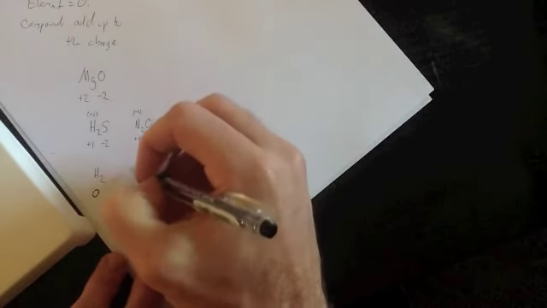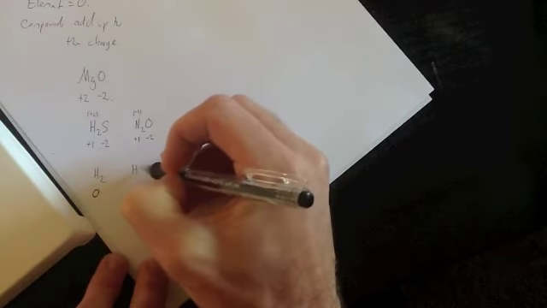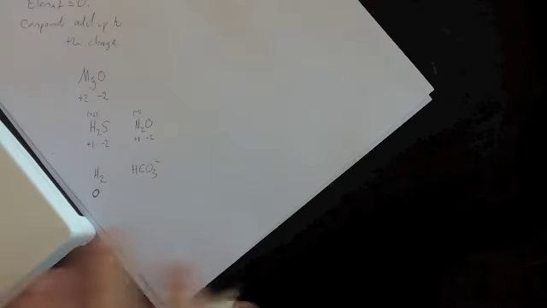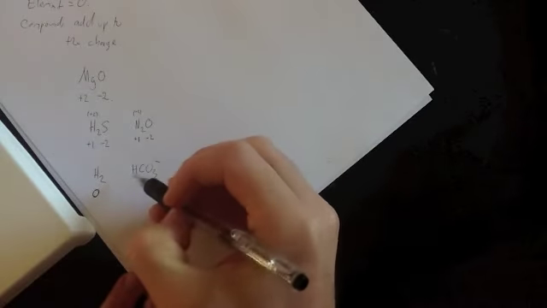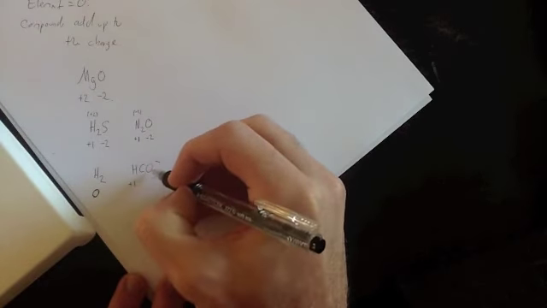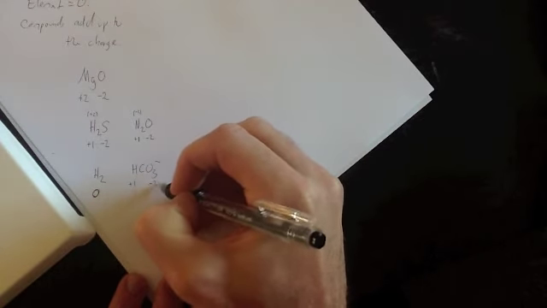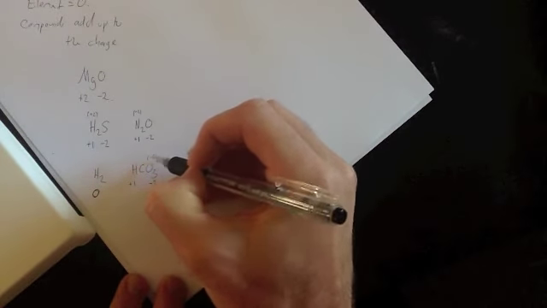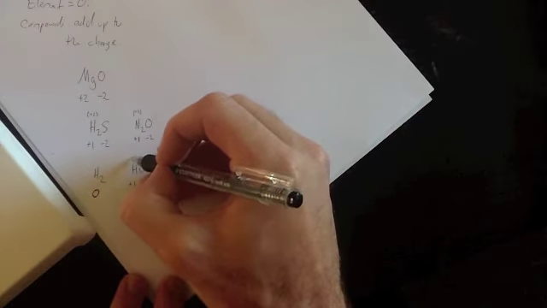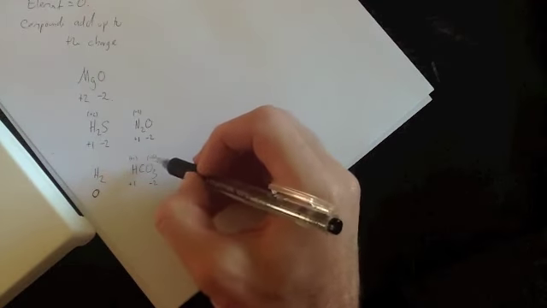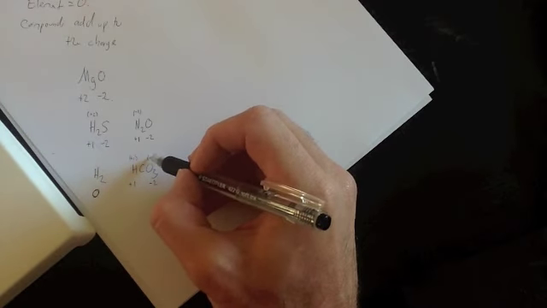If I do carbonate, or hydrogen carbonate might be a better one, HCO3 negative, it's your hydrogen carbonate ion, or your bicarbonate ion. What we want to do is assign oxidation numbers to this. Hydrogen is always +1. Oxygen is always -2. You have 3 oxygens, so the overall charge here is -6. You have 1 hydrogen, so your overall charge is +1. What's your carbon going to be?